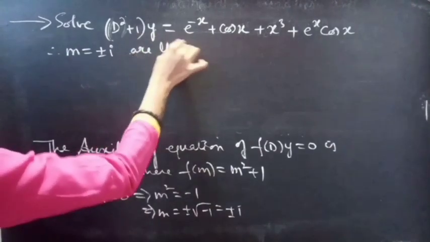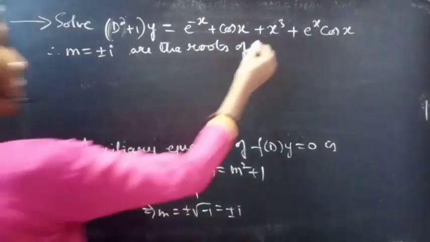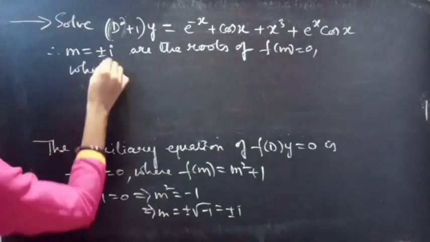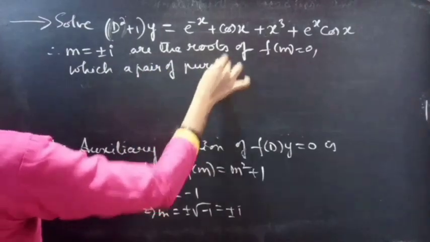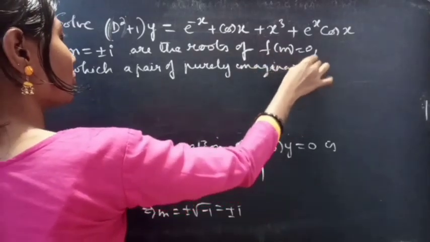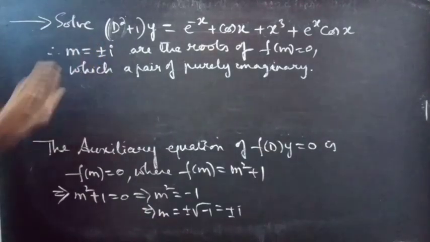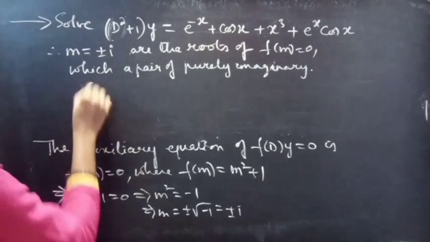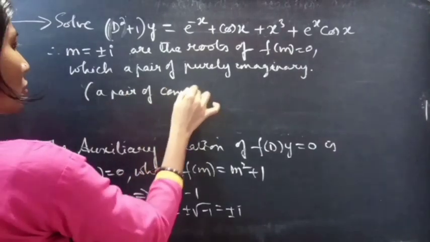are the roots of our auxiliary equation F(m) equals 0, which is a pair of purely imaginary roots, because here we don't have a real part. Okay, only the imaginary part we are having, so I wrote it as a pair of purely imaginary roots, or we can just write it as a pair of complex conjugate roots.